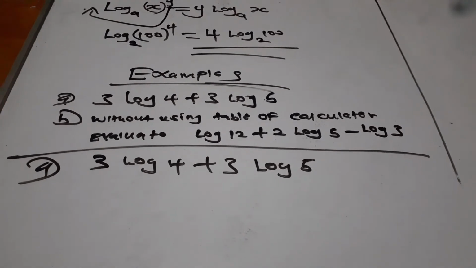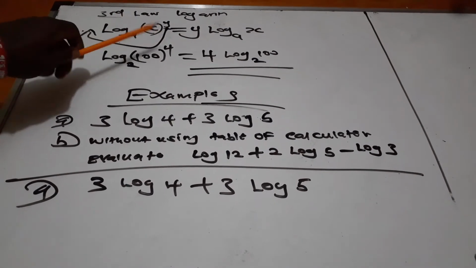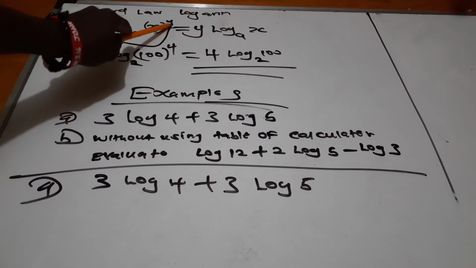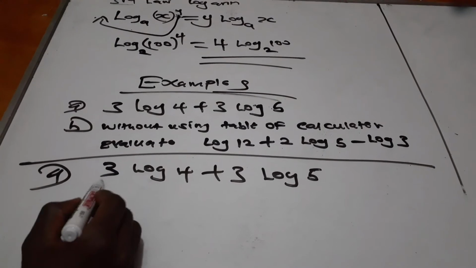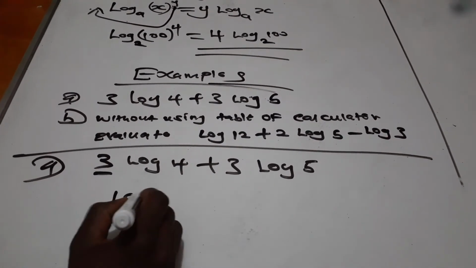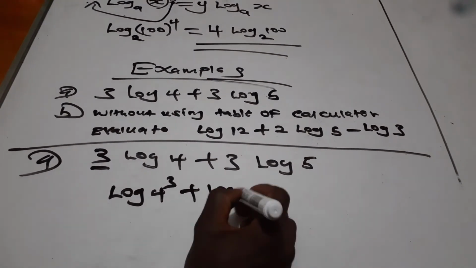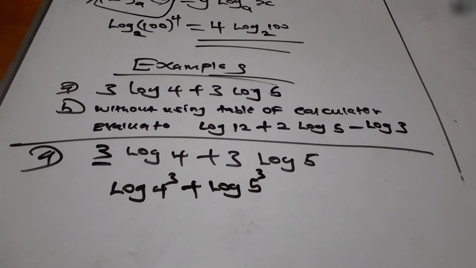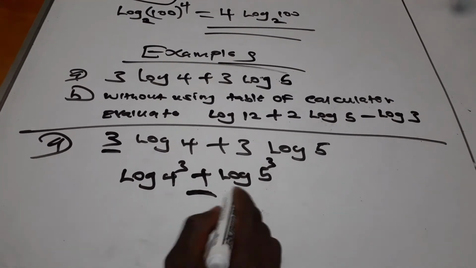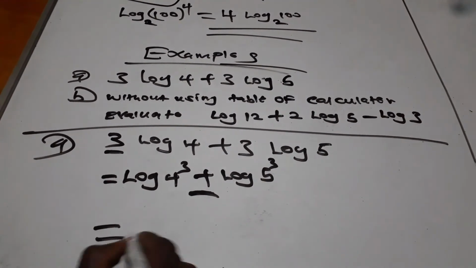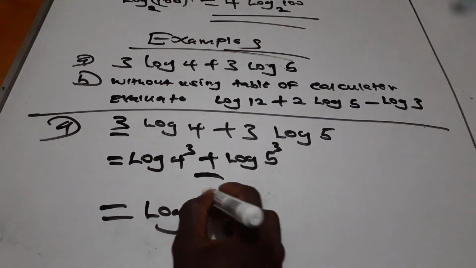So this we're going to write the way we said in our rule here. When the number is here, it's going to be taken to this end, and when it's here, it's going to be brought up there. So for this case, it's here, we're going to take it up there. So it will be log 4 raised to power 3 plus log of 5 raised to power 3. And remember, when it's adding, you're going to multiply. This is the first law.